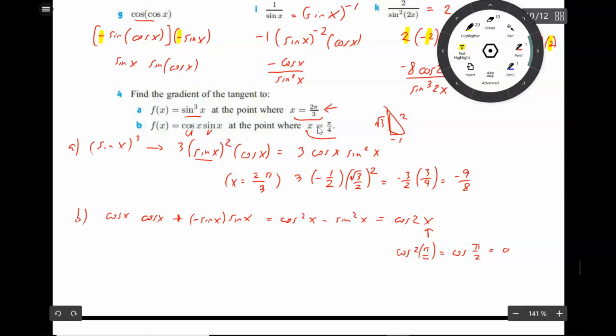Okay? Or you could do it here, and cosine of pi over 4 is square root of 2 over 2. Sine of pi over 4 is also square root of 2 over 2. So basically we have square root of 2 over 2 squared minus square root of 2 over 2 squared. And so if you subtract those, you also get 0. So the answer is 0.